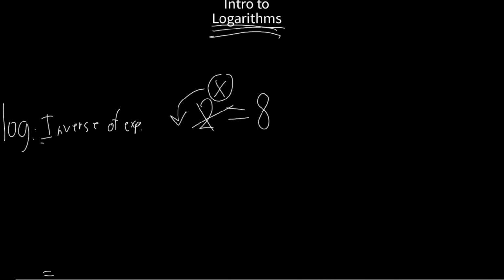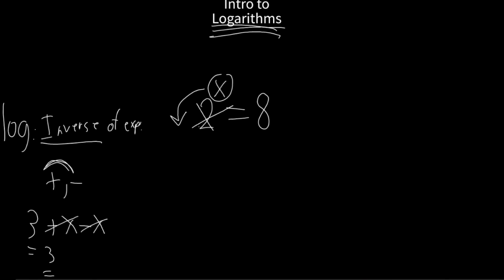And if you know what an inverse is, or inverse operations like plus and minus, well, you know that if we have 3 plus some number, let's say x, and we subtract that same number, we're just going to get 3. Because these are inverse operations, they undo each other. And logarithm is the inverse operation of exponents, so they're undoing each other.